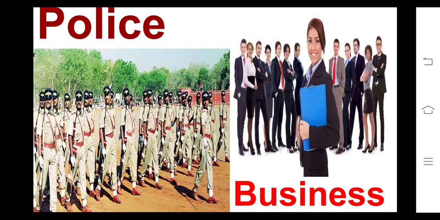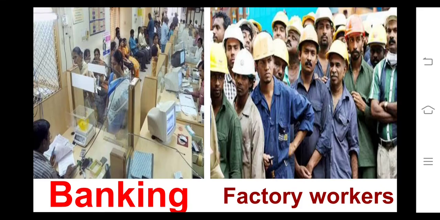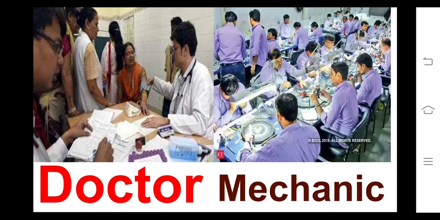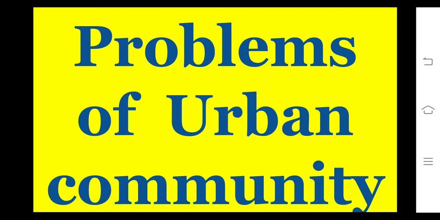They come out to the cities to join the police, for business, banking, to work as factory workers in the factories, doctors, mechanics, like this many jobs. Now we will see what are the problems of the urban community. Rural community problems we saw. Now we will see what are the problems of urban community.